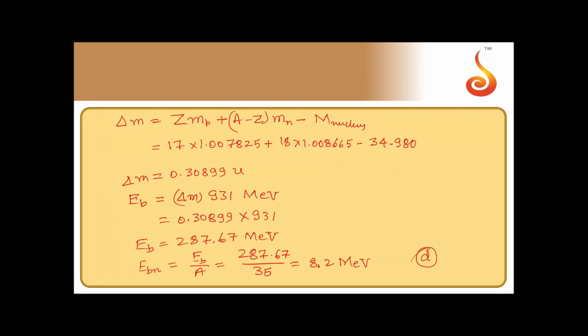That is option D. So it's just a question of calculation, how fast you will be able to do it. Approximately also you can do it. You need not go for exact values. This should be option B, not D. Option D is kilo electron volt. Here we got it in million electron volt. So it should be option B.